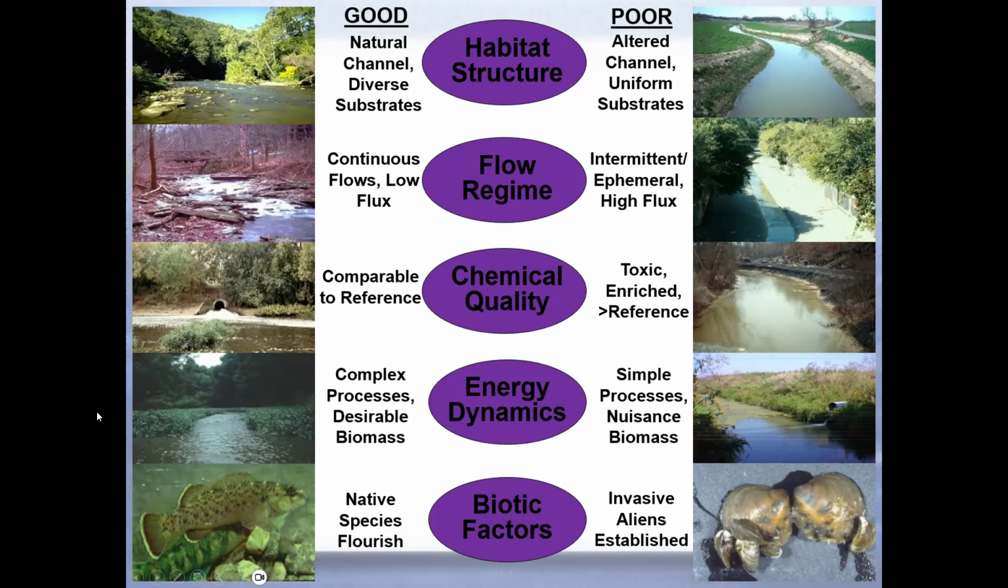We often compare these to reference quality streams, and we see that native species flourish there compared to poor habitat, where the habitat structure is a monoculture or very uniform substrates. Our flow regime might be intermittent or ephemeral if it's been disturbed. Chemical quality may have toxic or enriched features, and often you're having nuisance biomass, and then invasive species can thrive there as well.